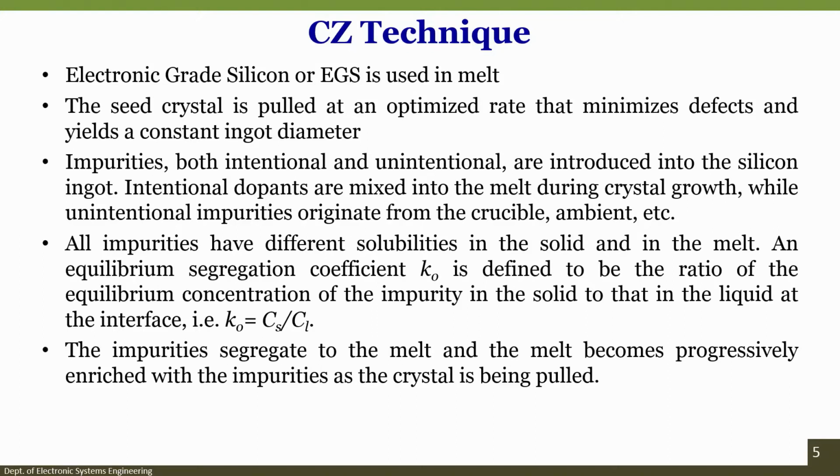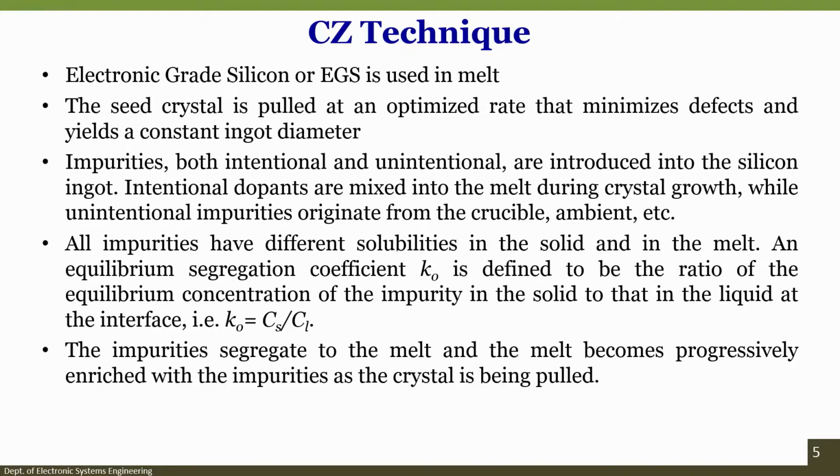Impurities, both intentional and unintentional. If it is not impure, you all know it is intrinsic silicon. If you dope it with N type or P type, it becomes extrinsic silicon. So, intentionally you can dope, or there is unintentional doping which is introduced. Dopants or impurities are introduced into the silicon ingot. Intentional dopants are mixed into the melt during the crystal growth, while the unintentional impurities originate from several things including the ambient environment, crucible, etc. All these impurities have different solubilities, and an equilibrium segregation constant Ko.